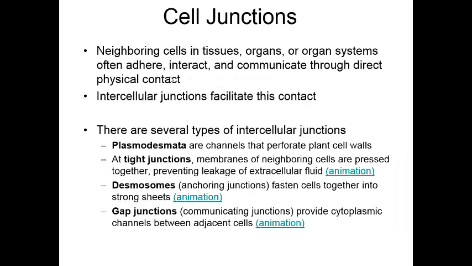We also see cell junctions. Cell junctions are going to physically connect cells together. They are going to adhere cells. They're going to allow cells to interact with one another, and they're going to allow cells to communicate with one another. There are several different types of intercellular junctions. We saw one before, the plasmodesmata, which are the channels that allow plant cells to communicate with one another and send materials back and forth with one another.